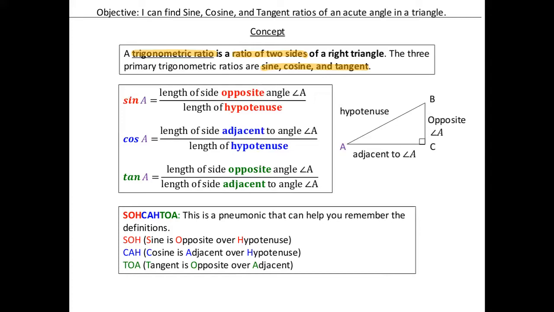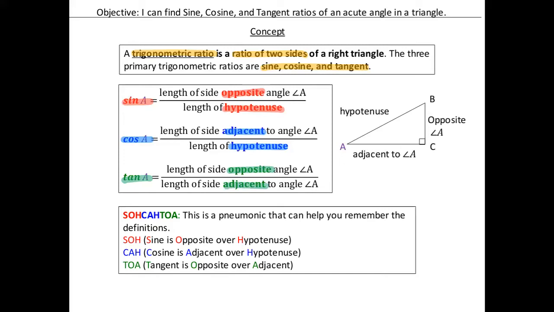So we see the sine of A is going to be the length of the side opposite angle A over the length of the hypotenuse. This is at the bottom of your notes. Then we have our cosine of A is the length of the adjacent side divided by the length of the hypotenuse. And then our tangent is the length of the opposite side over the adjacent.